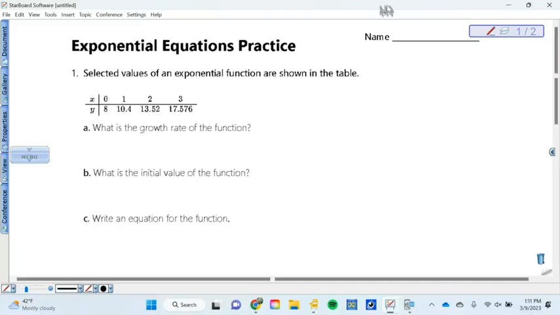Let's start off with our exponential equation. What's the equation that I gave you? A times B to the x, right? And what does A tell us? Yeah, initial value or starting value.